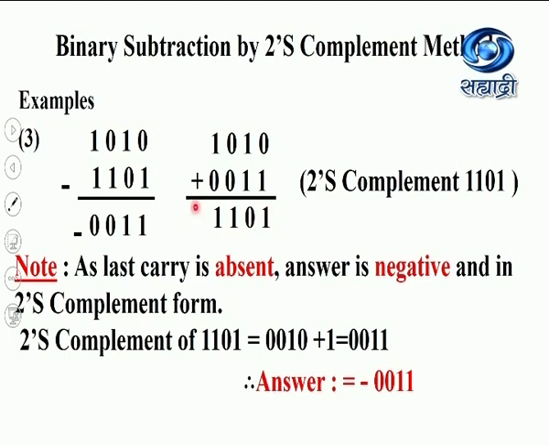As there is no carry in this addition, the answer is negative and it is in the 2's complement form. So the 2's complement of 1101 is 0011. This is the final answer, and the answer is negative as there is no carry. Carry is absent in the MS bit. So the answer is minus 0011, and it is the same as that of the direct method, that is 0011 in negative.